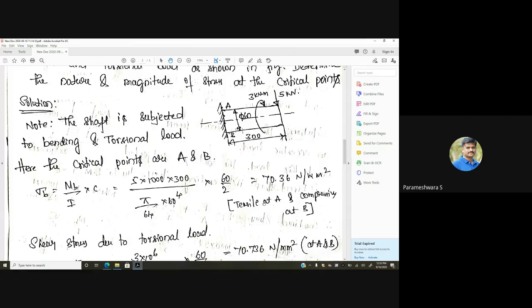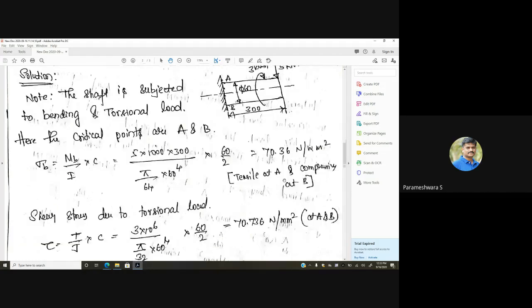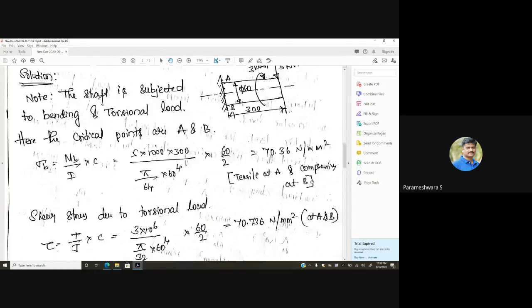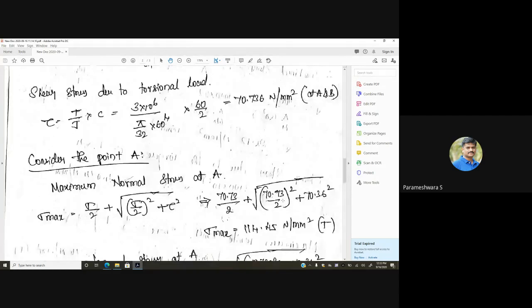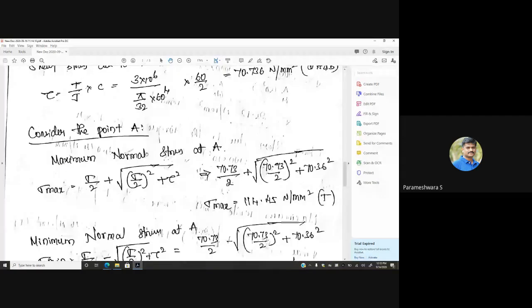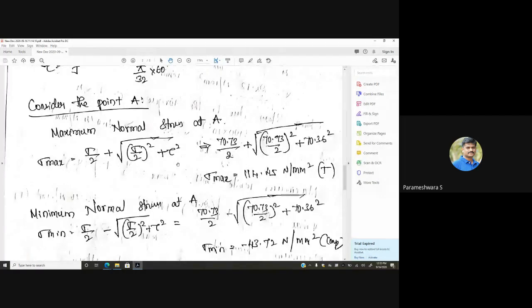So this bending stress is tensile at point A and compressive at point B. Clear? And also calculate the shear stress using the torque equation. So the stress is coming out to be 70.736 megapascal. That is the same at both point A and B. And considering this point A, the maximum normal stress at A is given by this formula, the same formula we have used earlier.